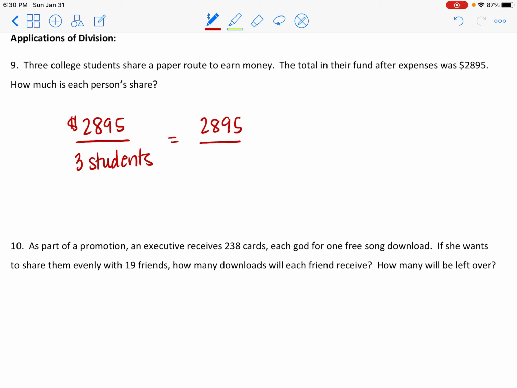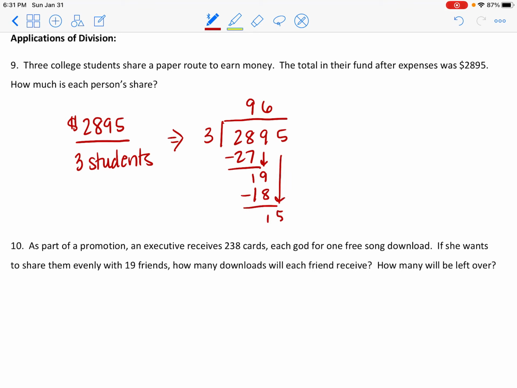$2,895 by 3. And I'm going to use my long division box here, so I can't do that so well in my head. So let's see. 3 is going to go into 28 9 times. 9 times 3 makes 27. If I subtract, I get 1. 3 is going to go into 19 6 times. 6 times 3 is going to make 18. I'm going to subtract, get 1, bring down the 5, and then 3 goes into 15 5 times.